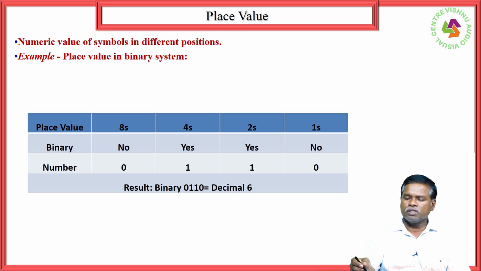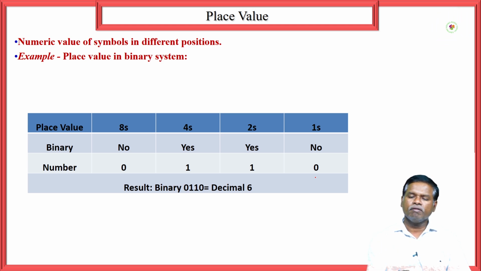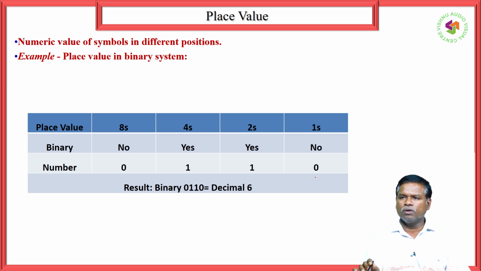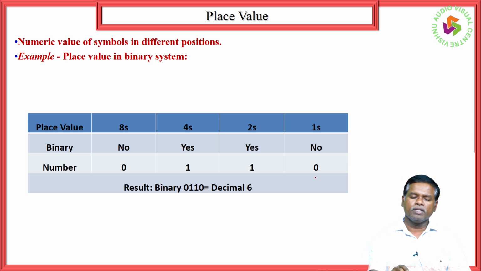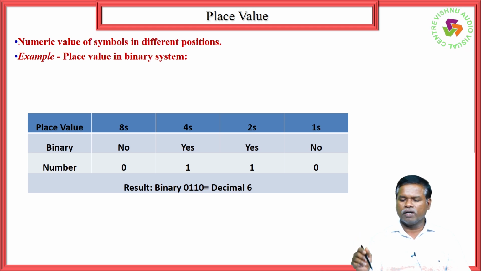In the 2's position we have 1, that means 2 into 1. And lastly, in the 1's position we have binary value 0, whose value is 0 into 1. So overall, the binary number 0110 is equal to decimal value 6, because it is 0 into 8 plus 1 into 4 plus 1 into 2 plus 0 into 1. So we get a decimal value of 6 when we consider the place value of the given binary number 0110.